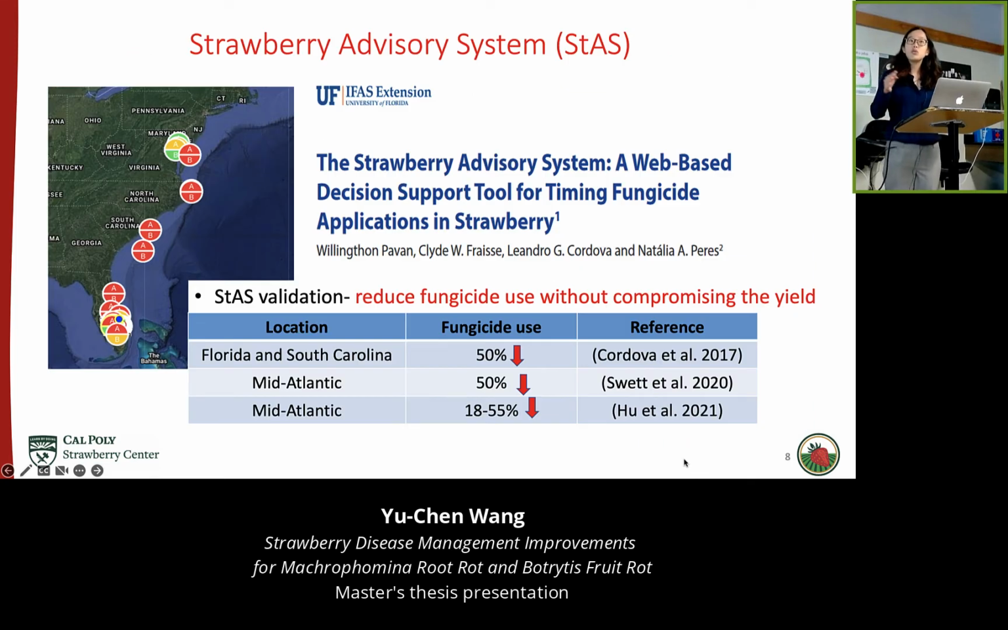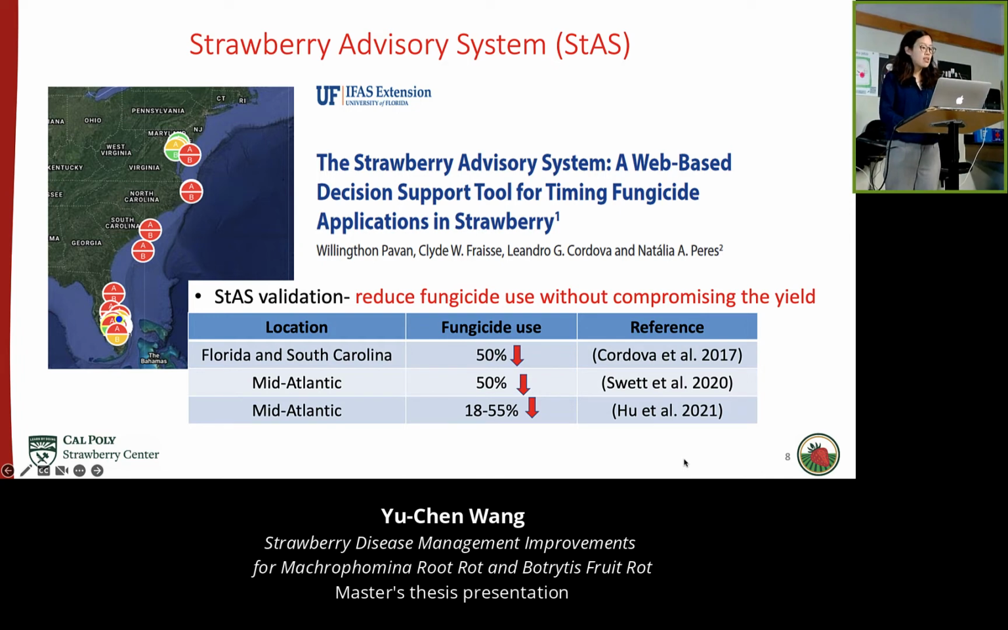Currently, there is a tool to guide the grower to spray fungicide only when the weather is conducive to disease. It is a strawberry advisory system made by the University of Florida. The system has been validated in lots of places, such as Florida, South Carolina, and the Mid-Atlantic area. The research shows that if the grower follows the advisory system, they can reduce fungicide use by 18 to 50%, depending on the conditions, without compromising the yield. This is very promising to know.